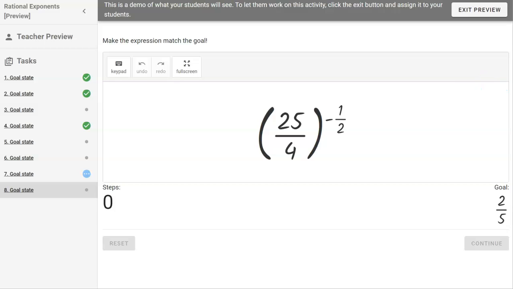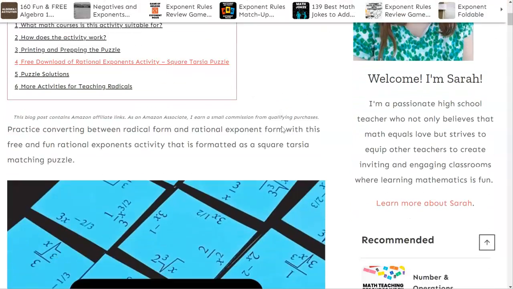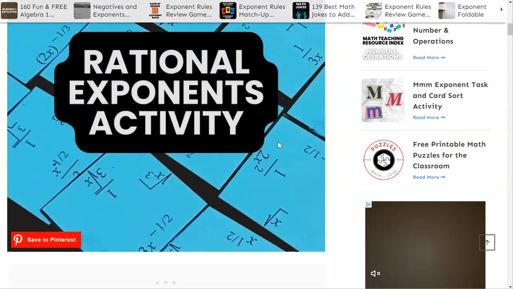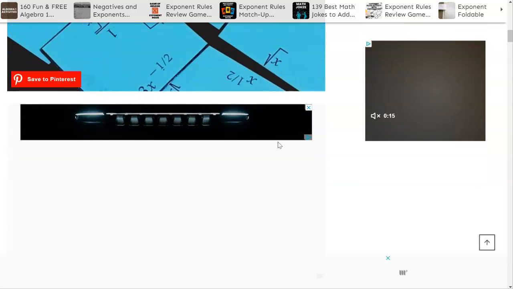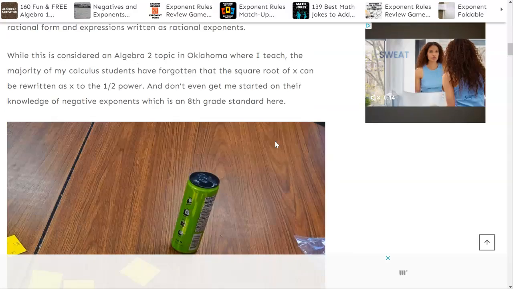So the last task we're going to do today is a card activity from Math Equals Love. This rational exponents activity called Square Puzzle comes from Math Equals Love. And if you scroll down here, it shows you what it looks like. So you're going to have cards, and on all 4 sides of the cards will be expressions, and they're looking for an equivalent expression. Now that they know they can graph, that is one way they can make sense of this.